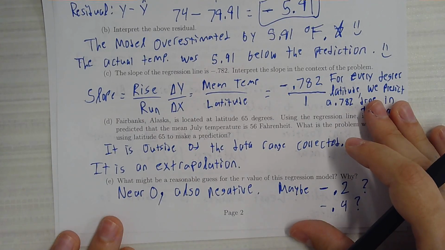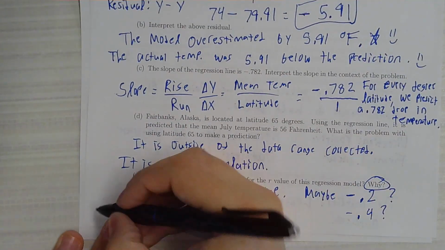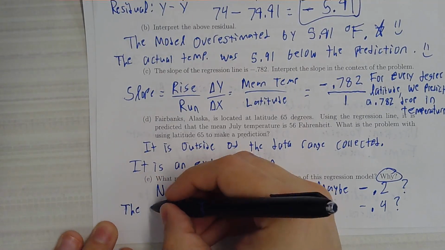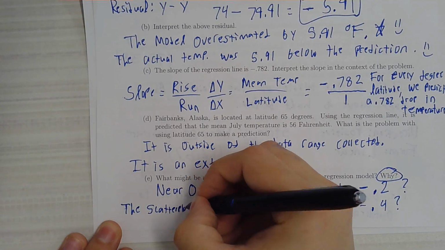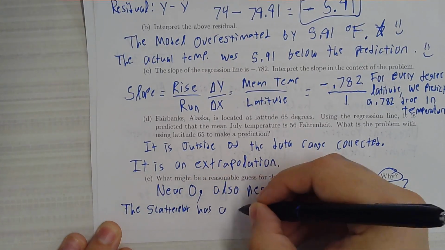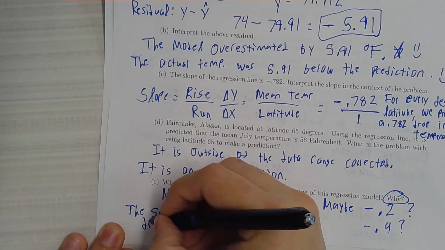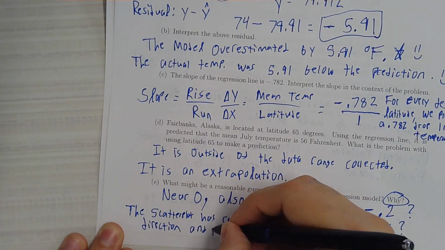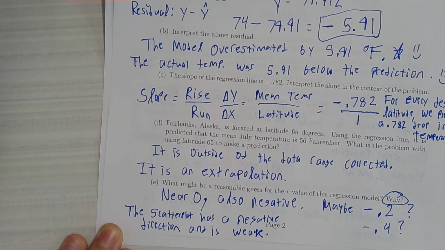Okay. Oh yeah, why? The scatter plot has a negative direction and is weak. There you go.